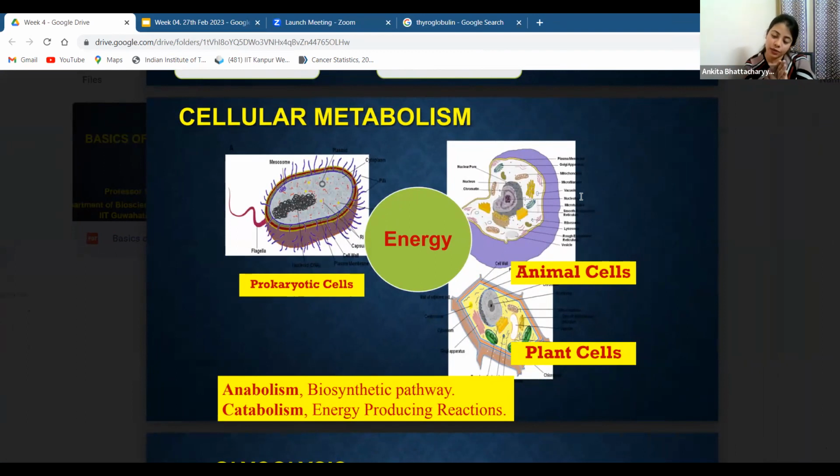Catabolism is where you cut, which means where you break down, right? So you are breaking down some bigger molecule, producing smaller molecules, and as a consequence, you are generating energy. Compare that to anabolism, where you are bringing things together or combining things together to produce a bigger molecule, and that's a biosynthetic pathway. You're synthesizing something, and that process is known as anabolism.